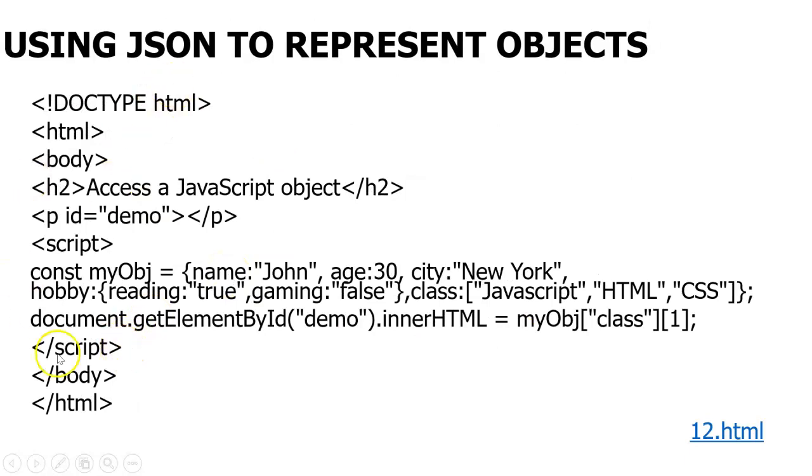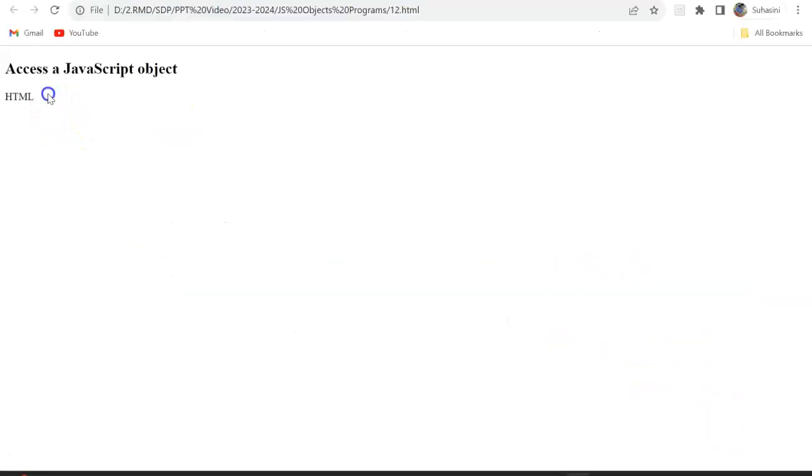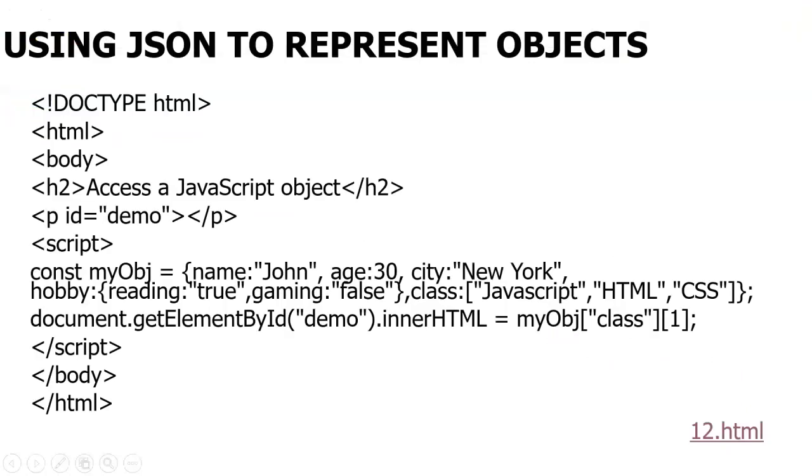Now the same example I have taken. My JSON object has name John, age 30, city New York, hobby with multiple hobbies, and class with JavaScript, HTML, CSS. Now I am calling the object here. Class is here, 1, inside the class index 1, so HTML will be printed. Yes, HTML is printed. So this is how JSON works to represent objects.